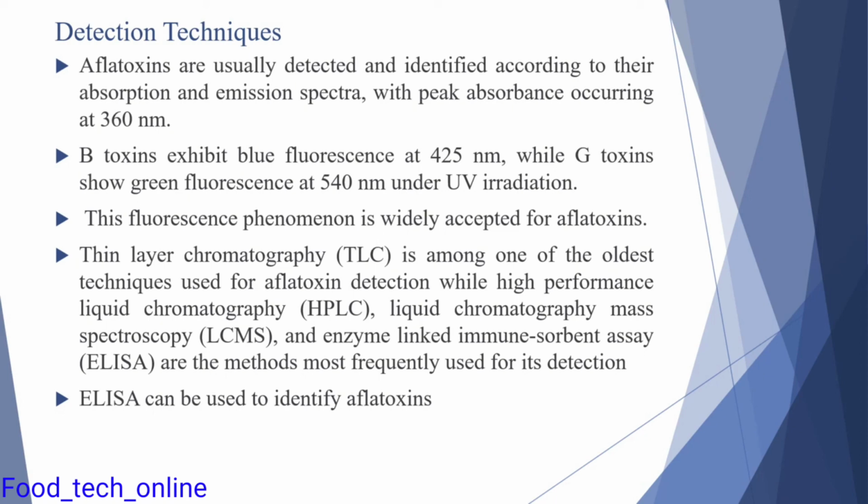And coming to the detection techniques, the aflatoxins are usually detected and identified according to the absorption and emission spectra, with the peak absorbance occurring at 360 nanometer. And aflatoxin B or the B toxins exhibit blue fluorescence at 425 nanometer, whereas G toxins show green fluorescence at 540 nanometer under UV radiation, and this fluorescence phenomenon is widely accepted for the detection of aflatoxins. And TLC, HPLC, LCMS, ELISA, etc. are the techniques used for the detection of the presence of aflatoxin in a sample. And ELISA can also be used to identify the type of aflatoxin.